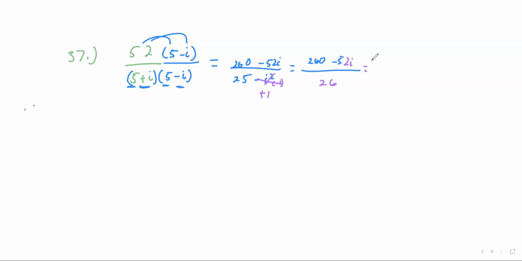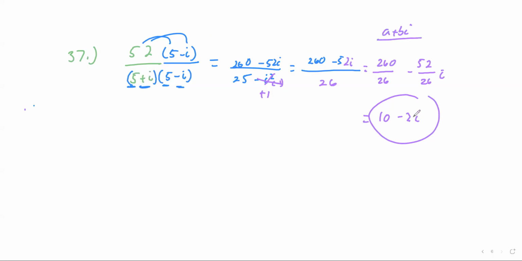They do want you to write this again in a plus bi format, so this would be 260 over 26 minus 52 over 26i. If the fractions can simplify, you must simplify those. So 26 does go into 260 10 times, then 26 goes into 52 2 times, and just like that, but don't forget the i. There you go. So again, even though at this point you technically could be right, it wants it in this form of a plus bi. So therefore, there you go.